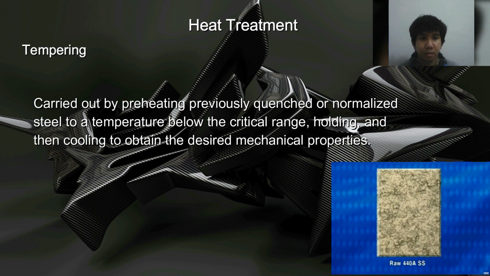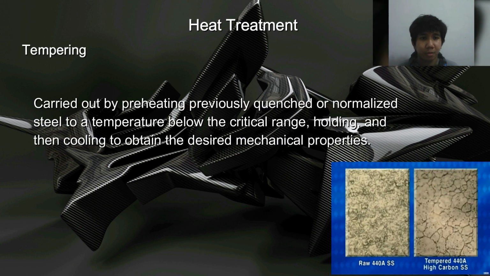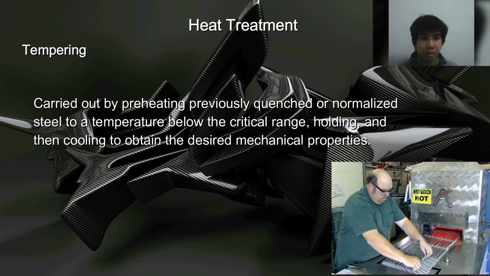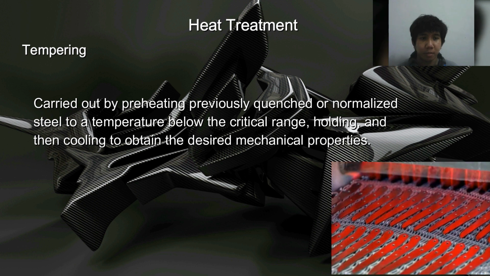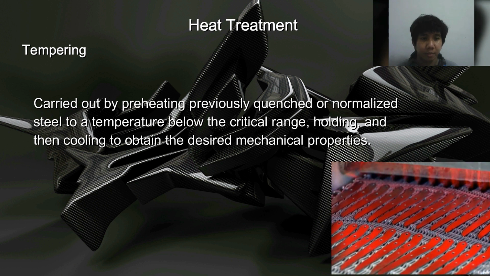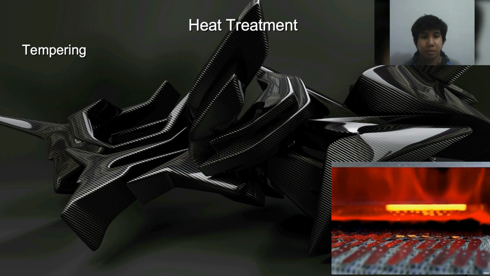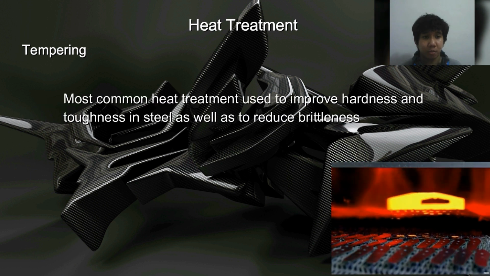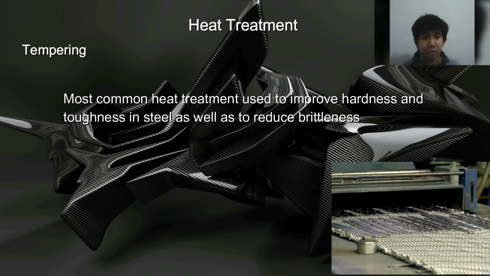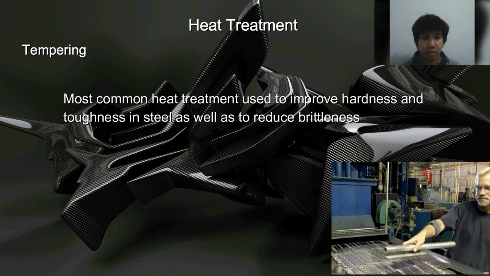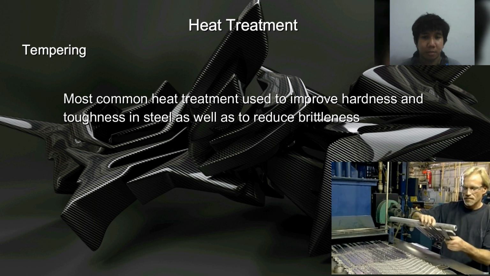Tempering is carried out by preheating previously quenched or normalized steel to a temperature below the critical range, holding, and then cooling to obtain the desired mechanical properties. It is also the most common heat treatment used to improve hardness and toughness in steel, as well as to reduce brittleness.